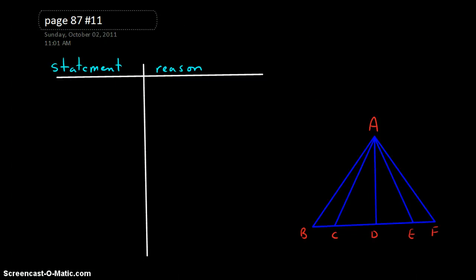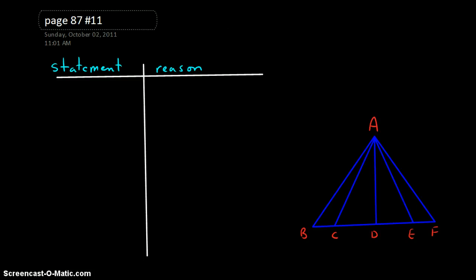Okay, this is basic proof writing. We're going to do page 87, number 11 from your textbook, using addition and subtraction properties. And as you've noticed, I have already drawn my chart, statement on the left, reason on the right, and the picture diagram from the textbook.